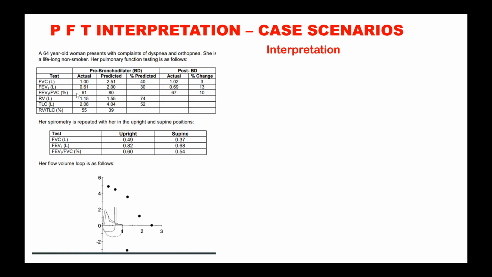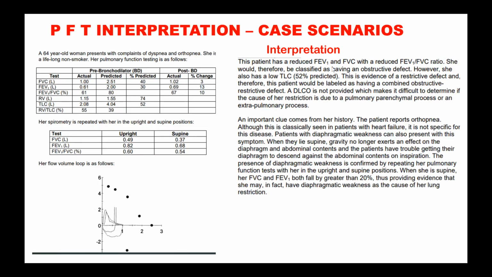When you have FEV1, FVC, all these things reduced, and the total lung capacity is also only 52% of the predicted, it is a mixed disorder. The patient has reduced FEV1 and FVC with a reduced FEV1/FVC ratio, so that will be classified as obstructive. However, she has a low TLC. This is evidence of a restrictive defect. Therefore, the patient will be labeled as a combined obstructive restrictive defect.